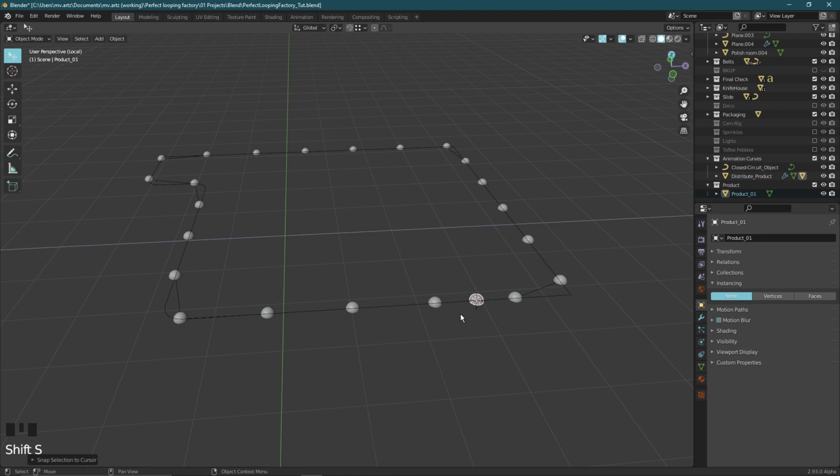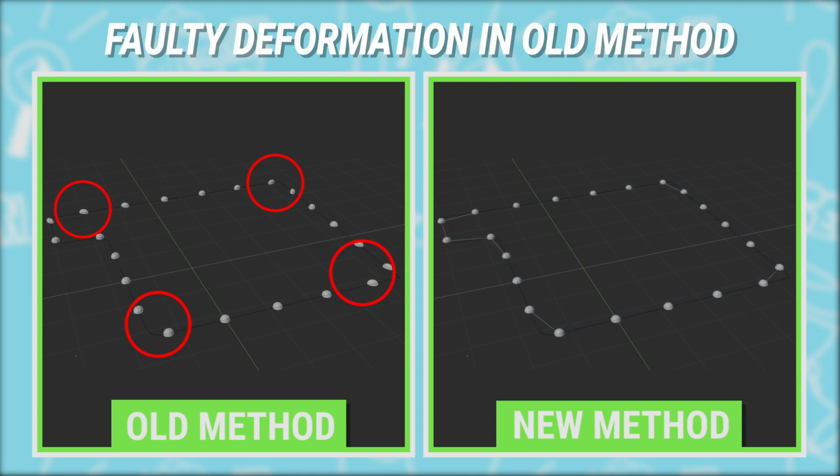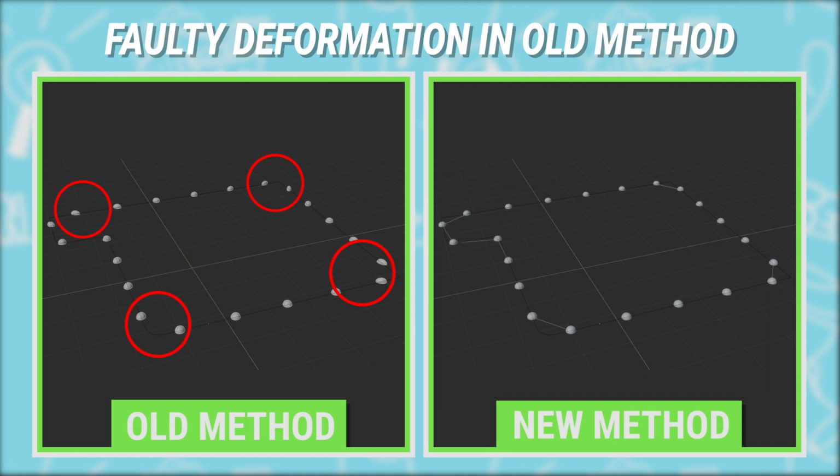So you might be asking, why would you go to all this trouble? Let's see a side-by-side comparison. And I highlighted the corners so you can see it a bit better, but these are the parts where there is some deformation. Depending on your case, you either want that or you don't want it. And in the new method, you can see that it just follows the line.